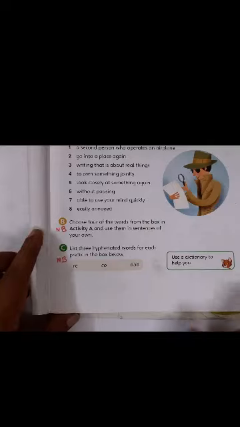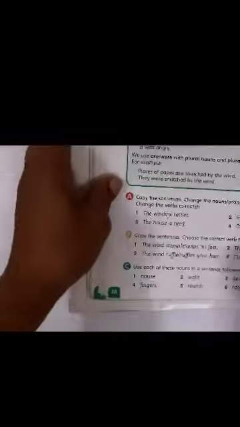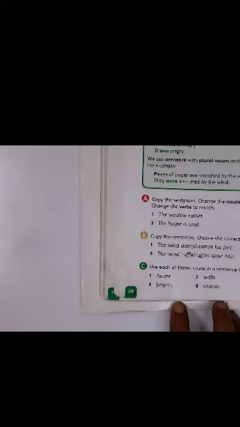So children, for homework you are going to do page 25. I am going to put it up in the broadcast also. Then you will do page 26, and then you are going to do page 28. Okay? So that's all, children.